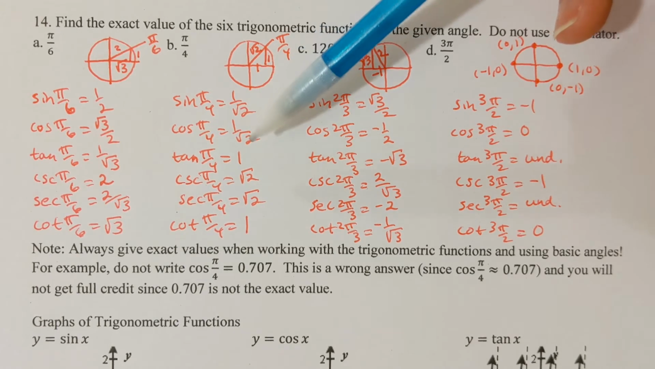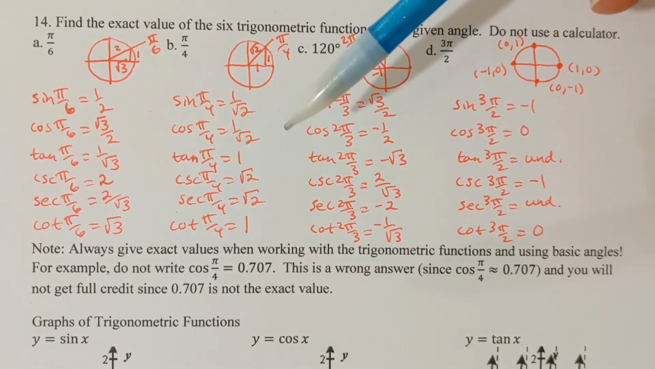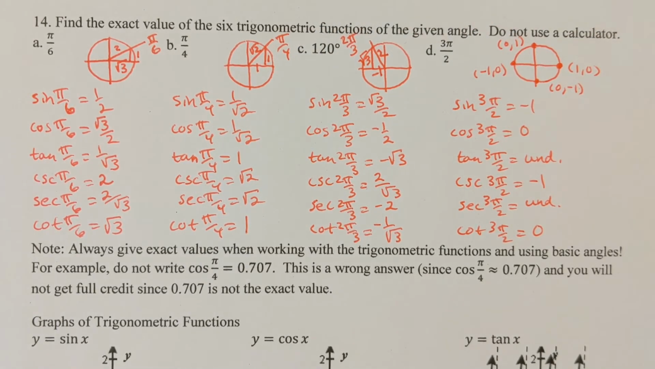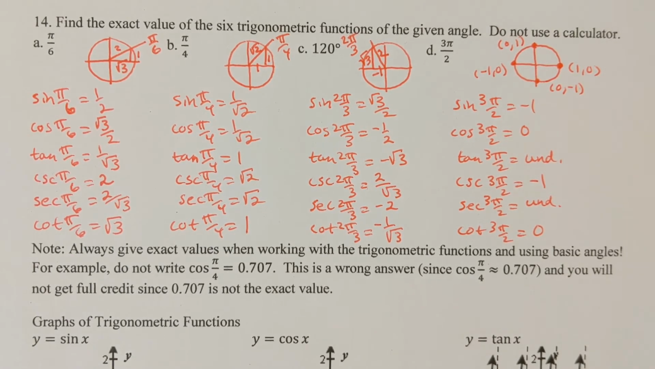I'd be looking for 1 over root 2, not 0.707. And unless you're told otherwise in the problem, always give the answers in exact form for me. That's how the book will want it also.